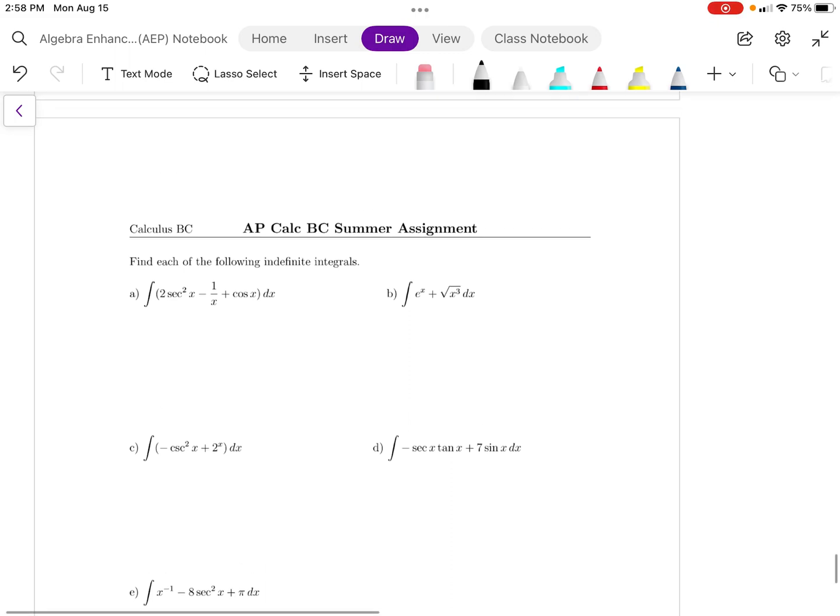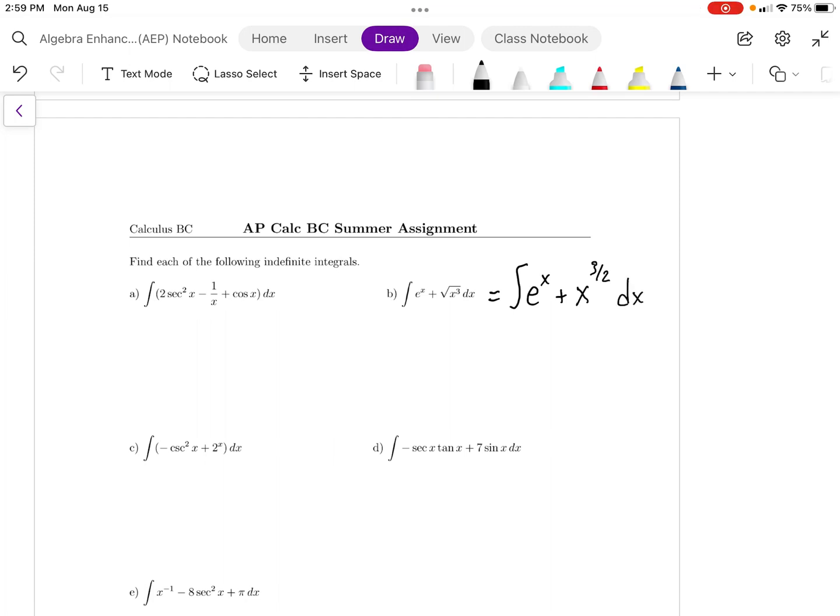Okay, so question B, we want to compute this integral, so we just need to remember our integral rules. Now, before we compute this integral, I am just going to rewrite it as the integral of e to the power of x plus, and now I'm going to rewrite this square root of x cubed as a fractional exponent. The reason why we do that is because we have our power rule for integrals, so we want all of these expressions written using exponents instead of roots. So this is going to be x to the power of 3/2.